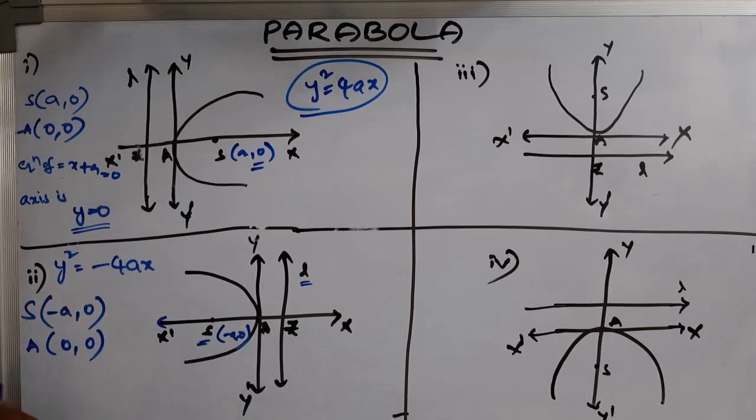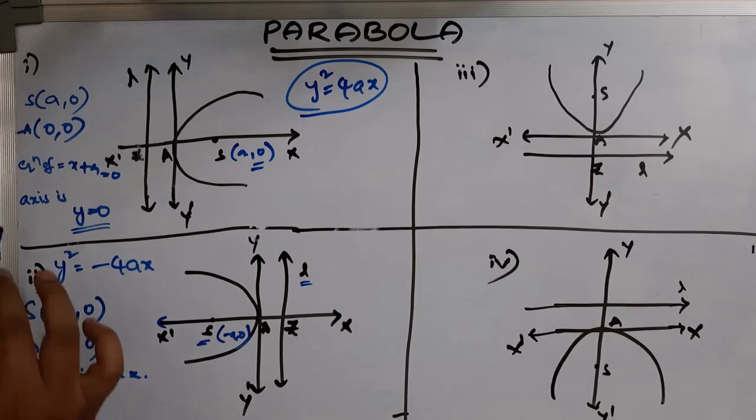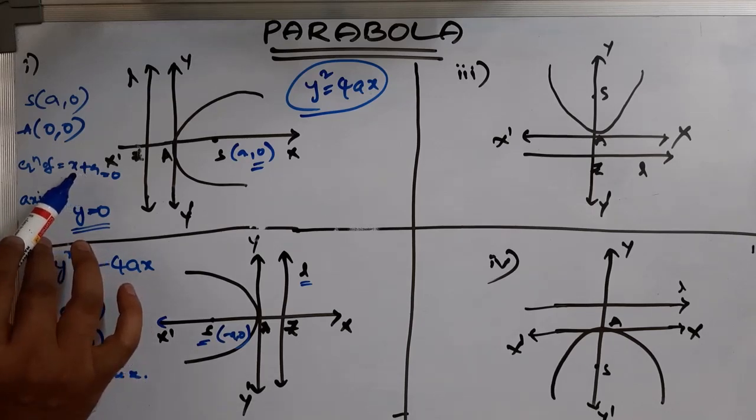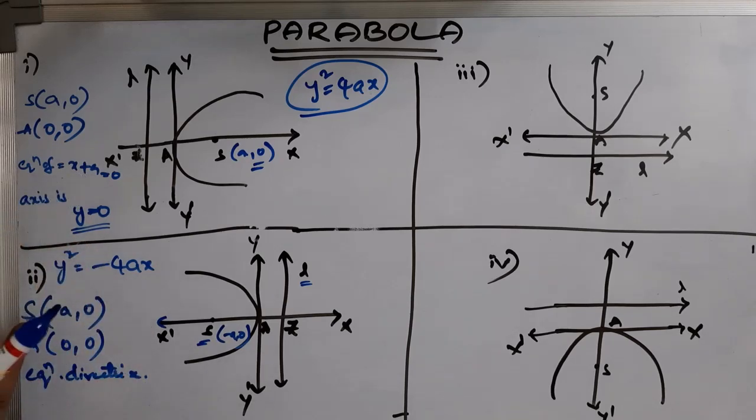Okay, next, the equation of directrix. Here it was x plus a is equals to 0, but now the value of a is minus a, so x minus a is equals to 0. This is the equation of directrix.